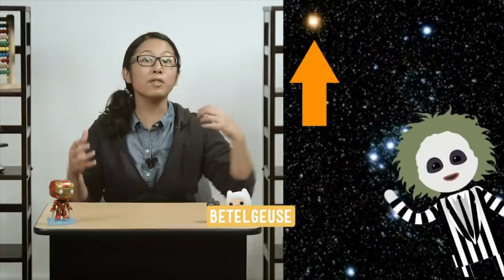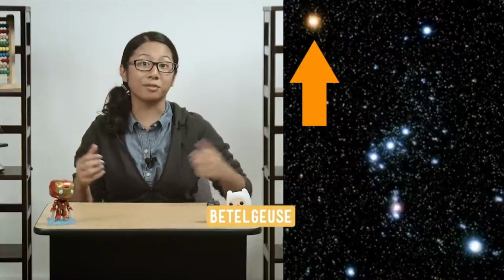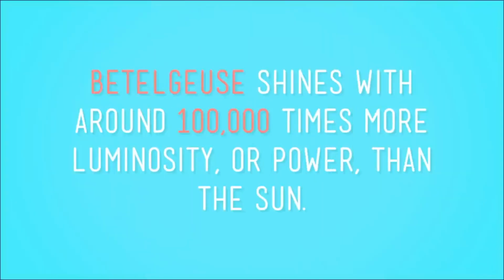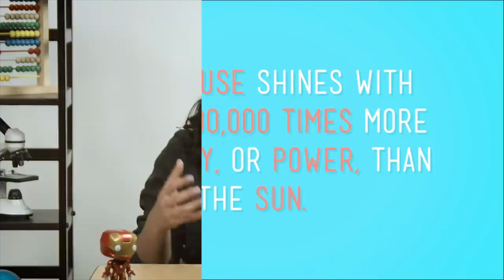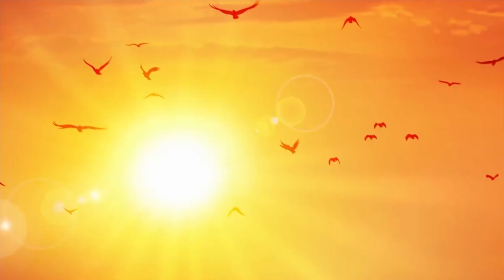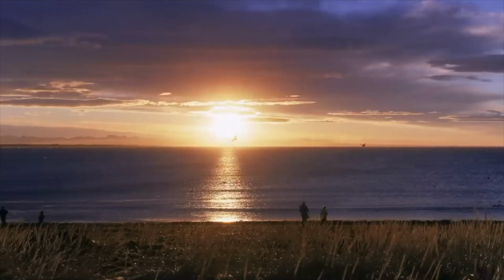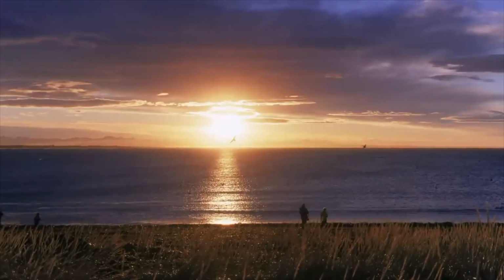First, meet Betelgeuse. Betelgeuse is a star, one of the brightest stars in the night sky, in fact. Betelgeuse shines with around 100,000 times more luminosity, or power, than the sun, so you'll need some serious shades to look at this guy up close. But how does that compare to the sun? The sun is a star we've all spotted from Earth way more times than we've seen Betelgeuse. Since we have no problem locating it, it must be bigger than Betelgeuse, right?